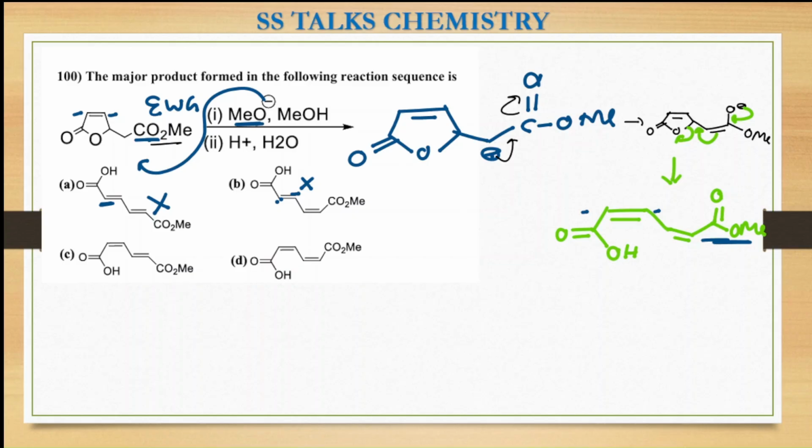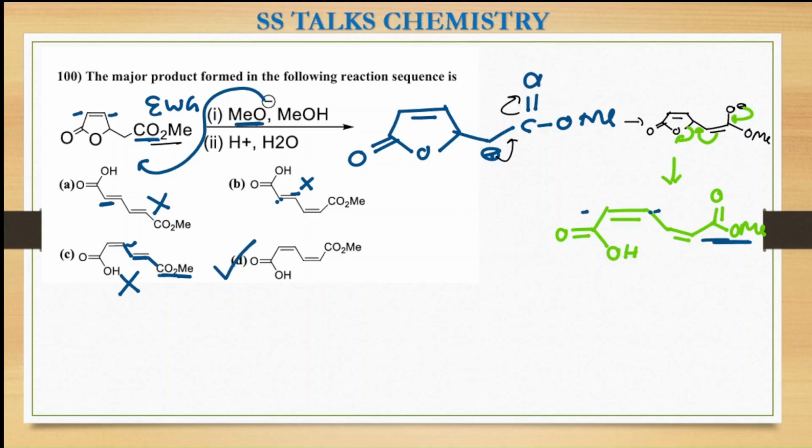In option C, if I check, this is in the cis conformation around this double bond. Now this CO2Me group, they have brought it into the anti position, because this bond and this bond you can see are at the anti position. So again this is not the scenario, because we are seeing that in the final product both of these bonds are in the same conformation, that is, the cis conformation.